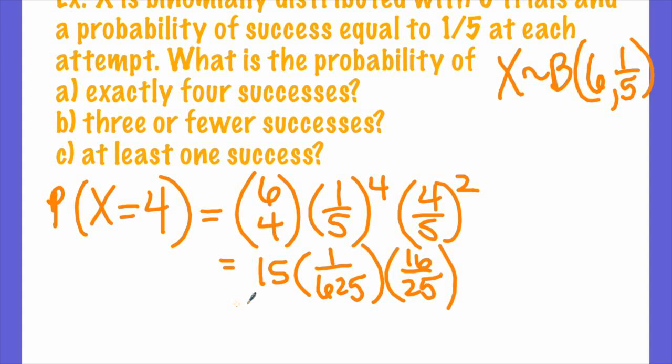I want you to simplify this. I want you to tell me what is the probability of getting 4 successes? So 48 over 3125. Yes, remember your shortcuts. Don't sit there and try to actually multiply 625 by 25. See what numbers they have in common.